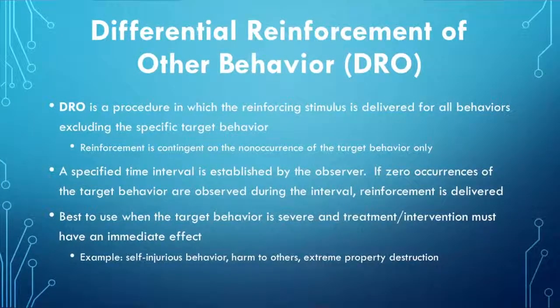Differential reinforcement of other behavior is a procedure in which the reinforcer is delivered for all behaviors excluding the specific target behavior. This means that as long as the target behavior does not occur, reinforcement is delivered. Because any other behavior is reinforced, a behavior that would usually not be reinforced, such as off-task behavior, is still reinforced. This is why DRO is best to use when the target behavior is severe and the treatment or intervention must have an immediate effect. Some examples would be self-injurious behavior, harm to others, or extreme property damage.